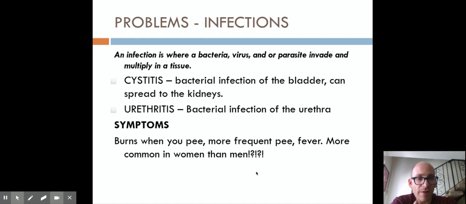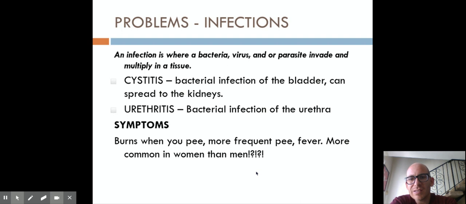Okay, so infections, what we just talked about. This is kind of the major problem with the urinary system. So basically, an infection is where we get bacteria, virus, even a parasite invading and then multiplying inside of a body tissue. With an infection, we typically see things like inflammation, pain, temperature. Those are signs of infection.